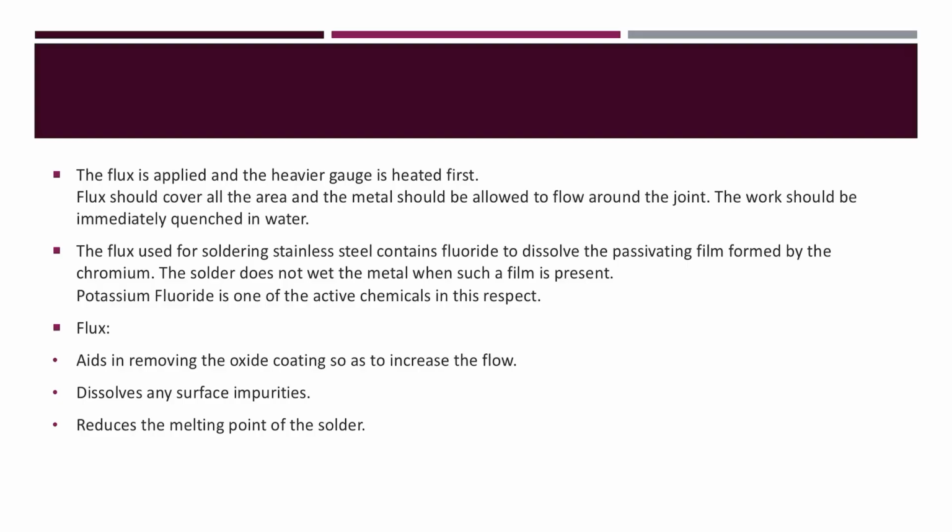The flux is applied and the heavier gauge is heated first. Flux should cover all the area and the metal should be allowed to flow around the joint. The work should be immediately quenched in water. The flux used for soldering stainless steel contains fluoride to dissolve the passivating film formed by the chromium. The solder does not wet the metal when such a film is present. Potassium fluoride is one of the active chemicals in this respect. Flux aids in removing the oxide coating so as to increase the flow, dissolves any surface impurities and reduces the melting point of the solder.